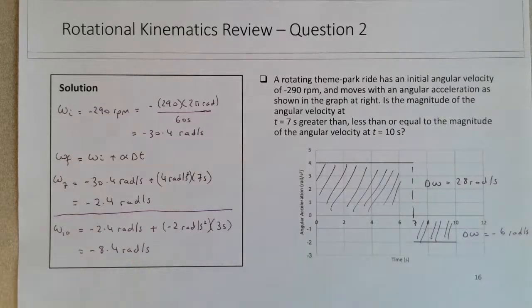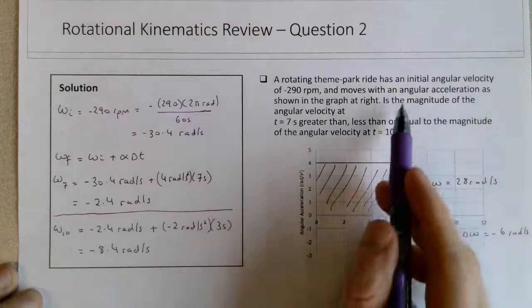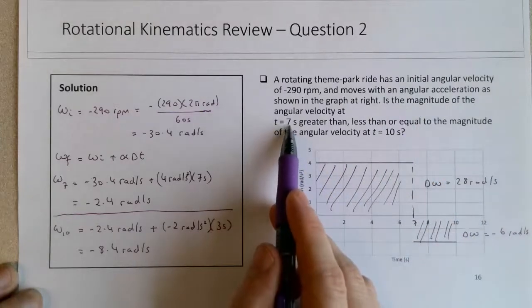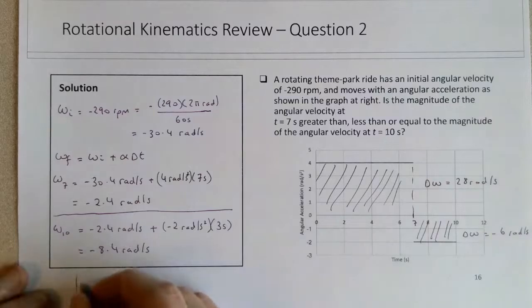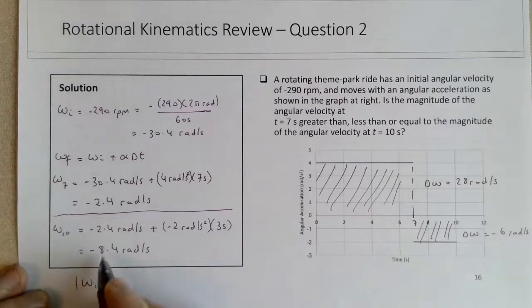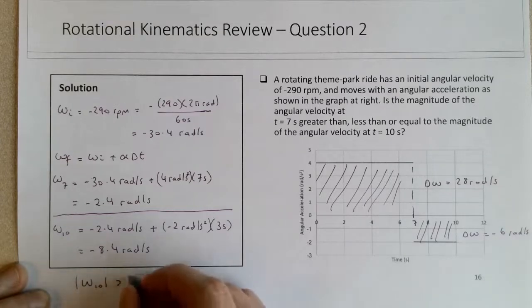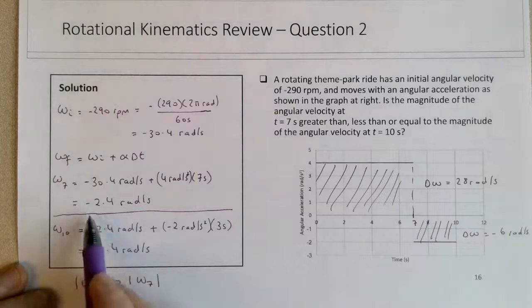radians per second. But we're trying to compare here the magnitude of the angular velocity at t equals 7 to that at t equals 10. So we can see that the angular velocity at 10, the magnitude of which is 8.4, is larger than that at t equals 7, which was only 2.4.